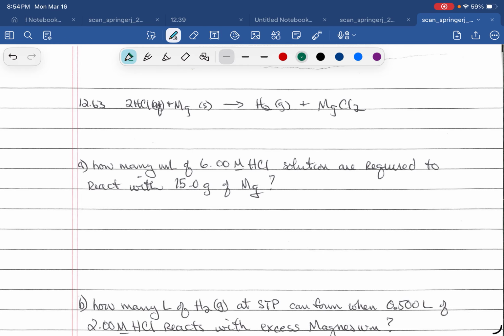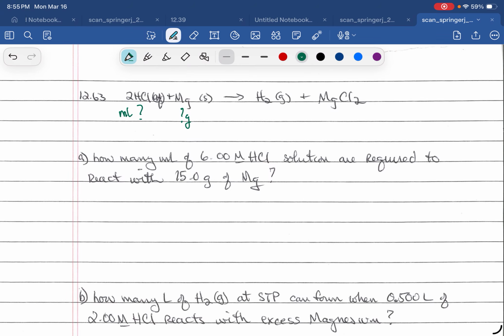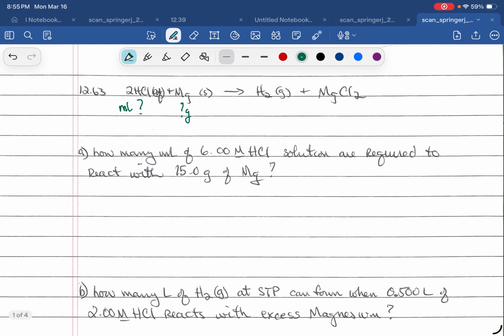All right, so how many milliliters of 6 molar HCl solution are required to react with 15 grams of Mg? So my grams of Mg are my given. I'm looking for milliliters of HCl. Oops, I don't need the HCl. Milliliters. So we're trying to find milliliters, and we know it's 6 molar. So we'll start with our 15 grams of Mg. Our little track thing here.